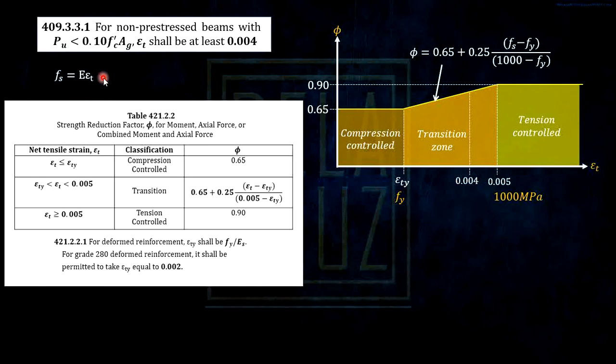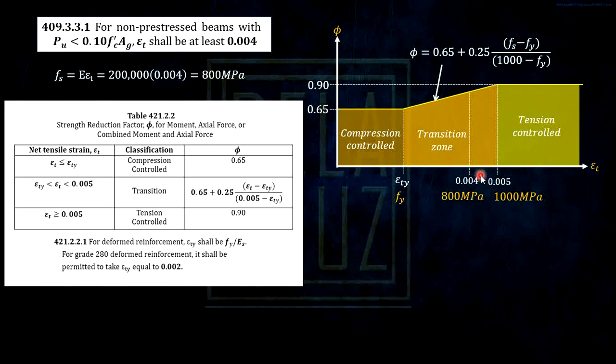This is what we showed earlier. This can be expressed as 800 megapascal. Okay, so this is what I want to emphasize. When Fs is greater than 800 megapascal, or in terms of strain, greater than 0.004, it can be designed as singly reinforced. Otherwise, it will be designed as doubly reinforced.